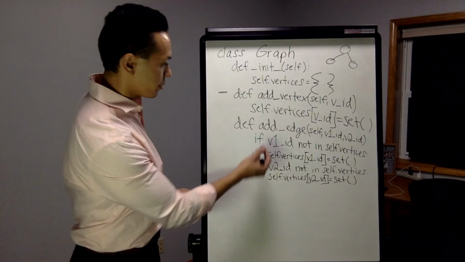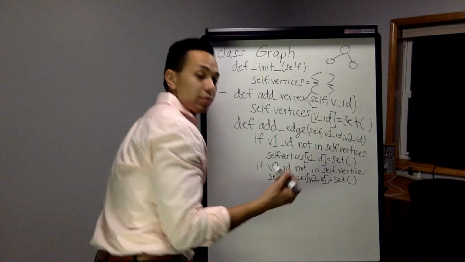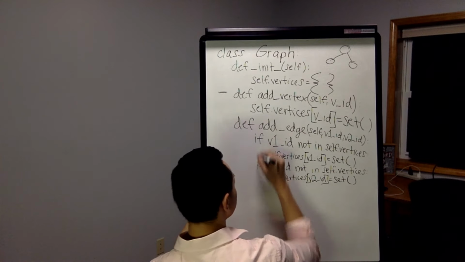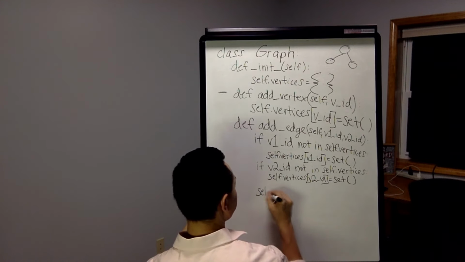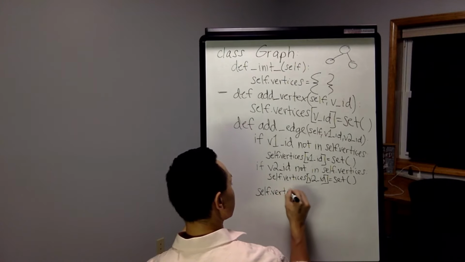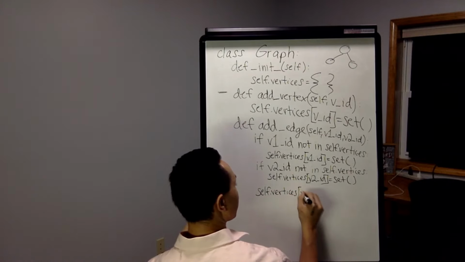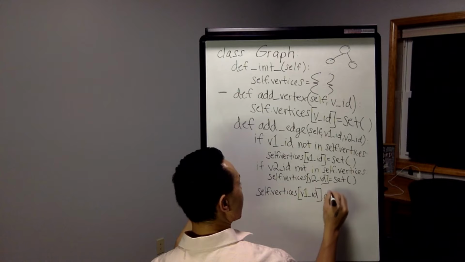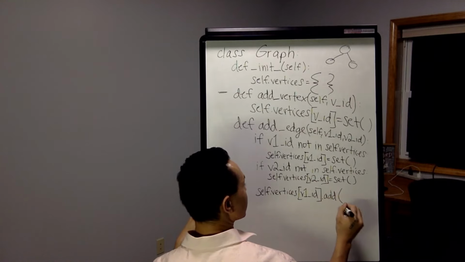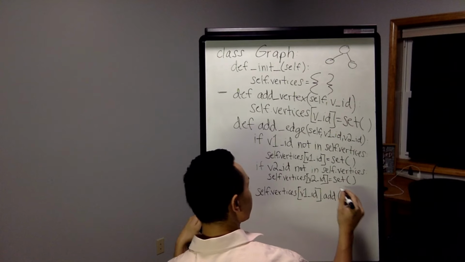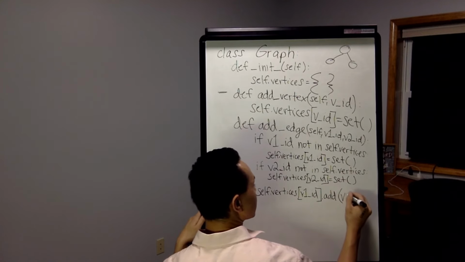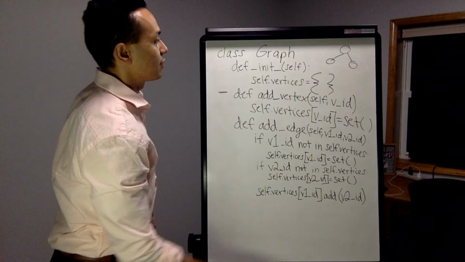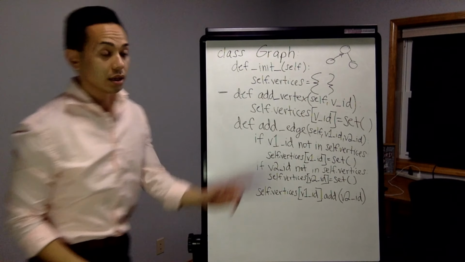And then the last step in that method is creating that relationship. We're going to have it lined up with the indentation of these if statements. We're going to say self.vertices at the index of vertex 1 ID dot add, and that's a method of the set, and we're going to add vertex 2 ID. And that's going to create that relationship we're looking for in between the vertices there.